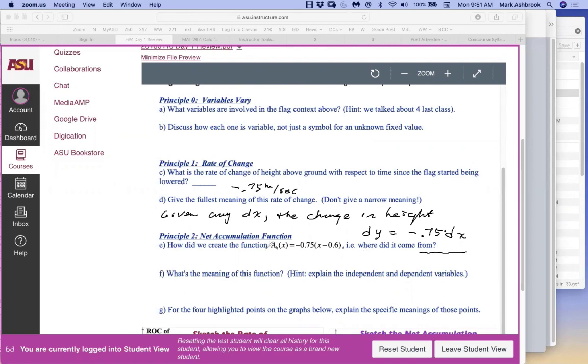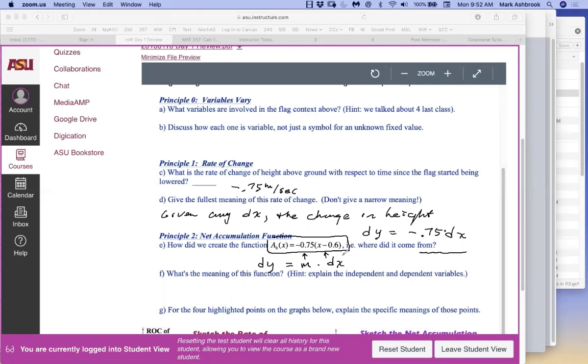Okay, so where did this accumulation function come from? Well, this was our constant rate. And we said we're going to start tracking changes at 0.6 seconds after the flag started coming down. So what is x minus 0.6? Well, that's just our dx. And net accumulation is amount of change, in this case, amount of change in height. So this function really just came from that equation, dy equals m dx, which frames the meaning of that constant rate.